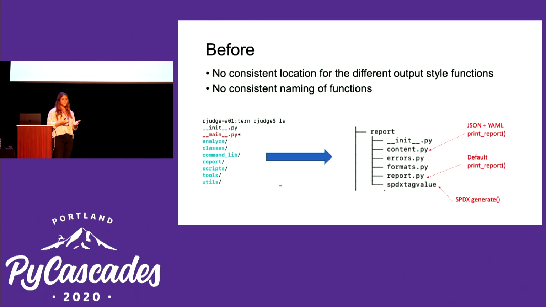And you can also see that the naming wasn't necessarily consistent in terms of what we called it. So we had like print JSON report, print YAML report, print report, and then SPDX had a generate function that did essentially the same thing. And this worked in the sense that the user got what they were asking for. So if they said, hey, I want a JSON-style report, Turn gave them a JSON-style report. But you can imagine how difficult this would be to scale. If one day we decided that we want to support 15 reporting styles, things would get pretty messy pretty quick.